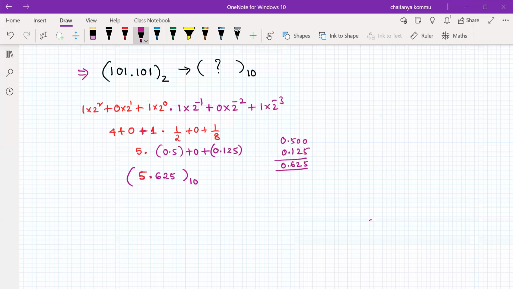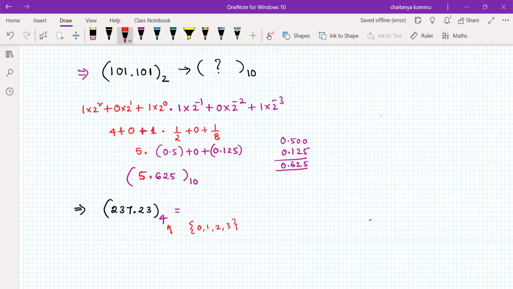Okay, like this, for the sake of practice, we'll take another one: 237.23 of base 8. First you check: is it a valid number or not? Normally we are using base 4, right? So what are the digits that we are allowed to use? 0, 1, 2, 3, that's all, right?